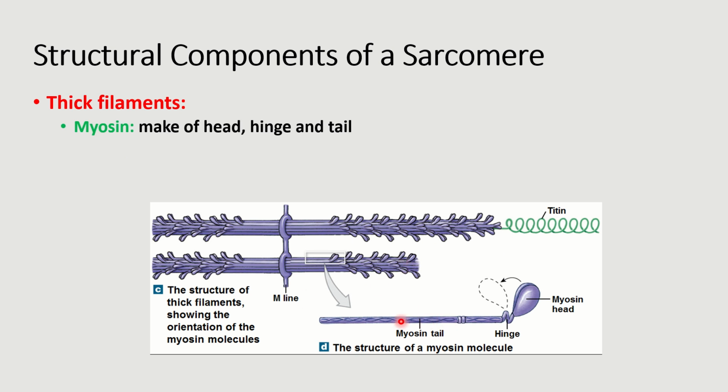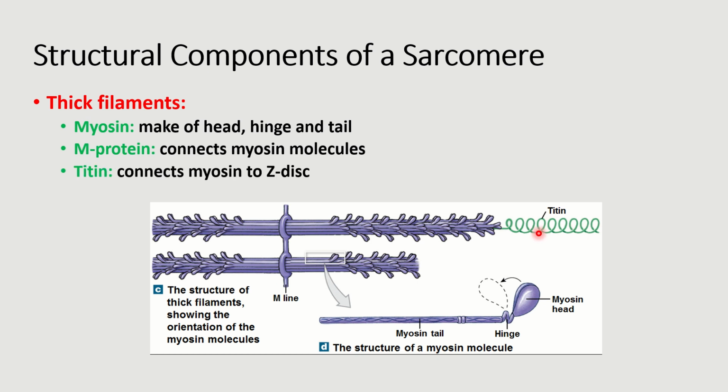The thick filaments, so one is the myosin. This is the myosin that has a tail and a hinge and a myosin head, and multiple myosins together. That makes the thick filament. They are connected with each other in the midline, and that is the M line or M protein, and then they are connected with this protein like a spring that goes all the way to the Z disc, and that's called titin.